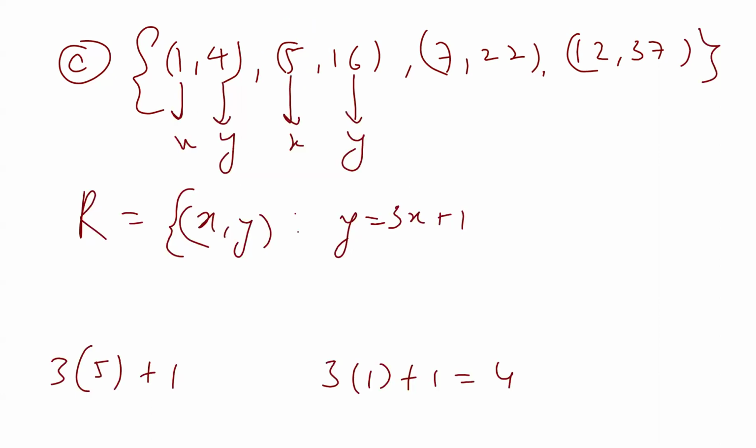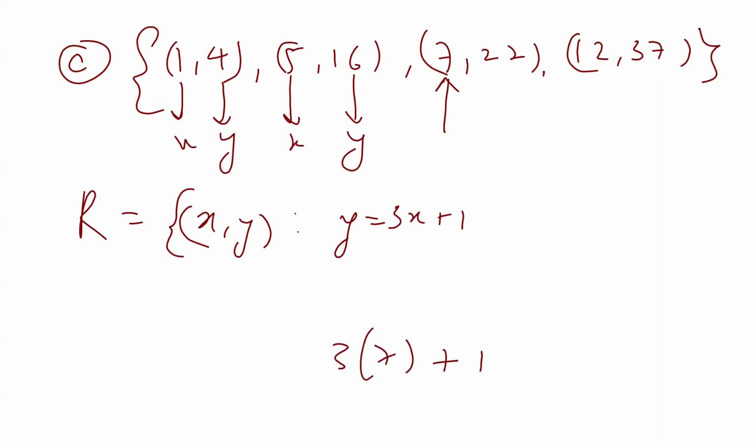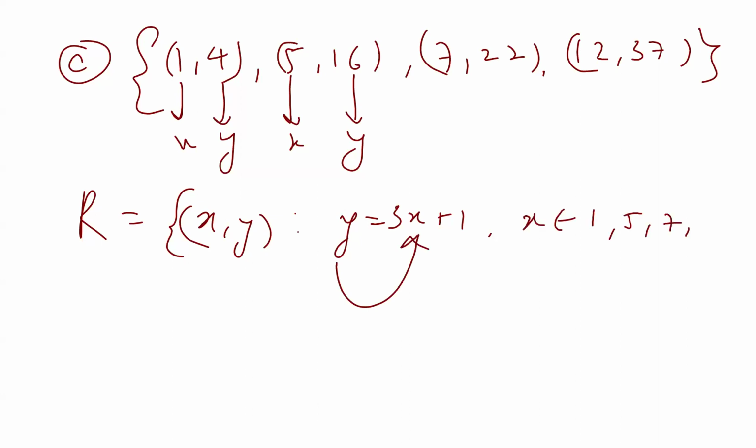Okay. Then 3 into 7 plus 1 will give you 22, sorry. And 3 into 12 plus 1 will give you 37. So X and Y are related in this manner. Okay. So now Y is dependent on the value of X. So X belongs to 1, 5, 7, 12. Okay. This is how we need to present. This is question number C.